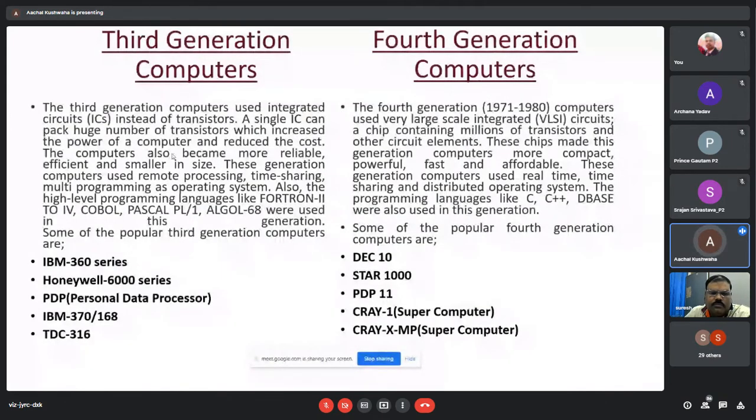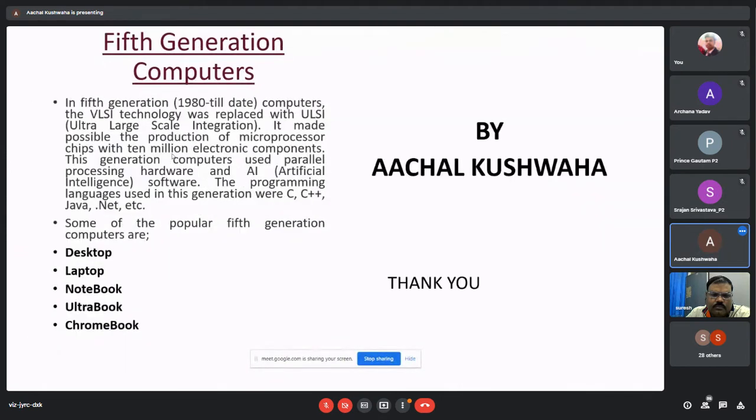They used very large scale integrated circuits, VLSI, and were introduced in 1971. They were powerful, affordable, and fast. They were the first to be used as personal computers and used programming languages like C, C++, and databases. Some of the popular fourth generation computers are DEC-10, STAR 1000, PDP-11, etc.